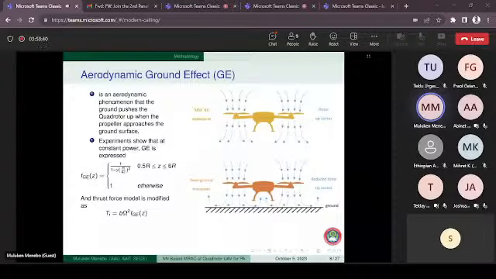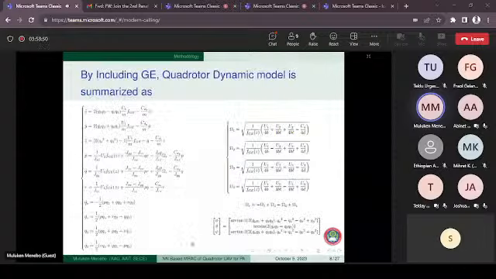They have an inverse relation, right? So by including this ground effect, we have the modified thrust equation. By including this ground effect, here we have a governing equation for quadrotor dynamics. These equations are the control allocation equations, which relate control effects with propeller speed.